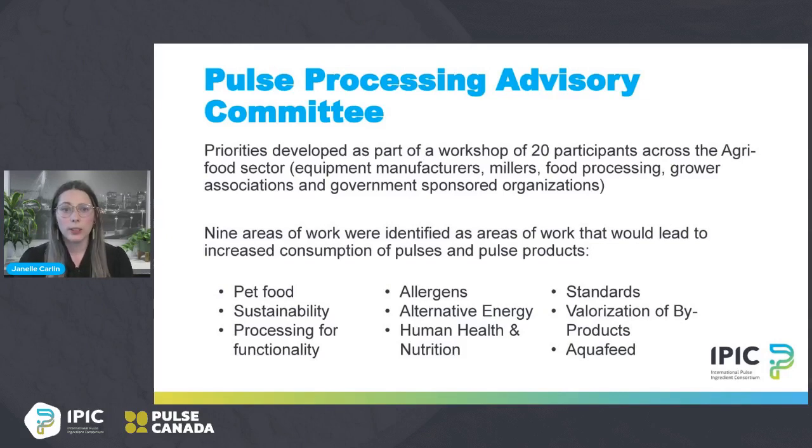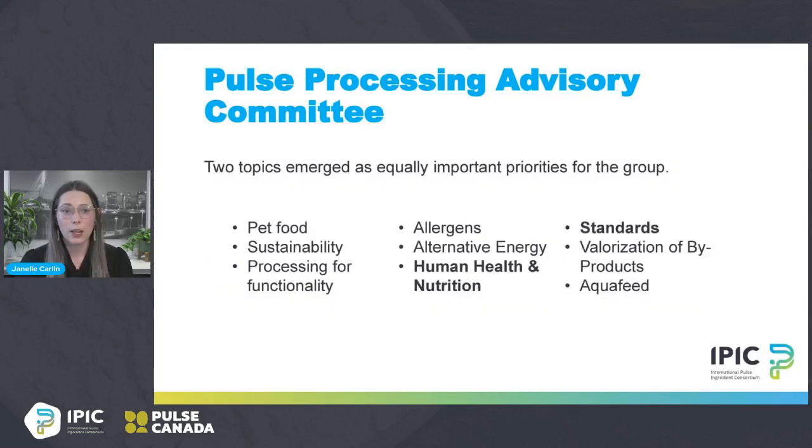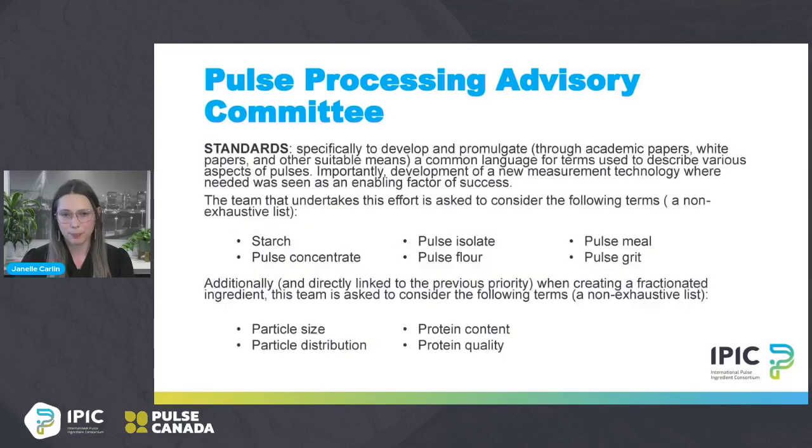So as part of this workshop, 9 areas of work were identified that would help to really grow the sector. However, the members of this committee were then asked to prioritize specific areas of work that would have the most benefit. So the 2 that emerged as equally important priorities, but higher in terms of this list of 9 areas, were human health and nutrition and standards. And that's kind of what was the foundation of what is now the International Pulse Ingredient Consortium.